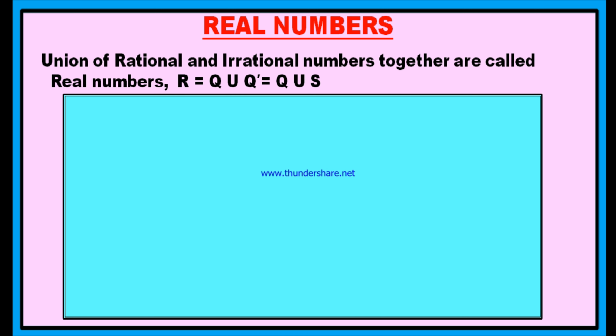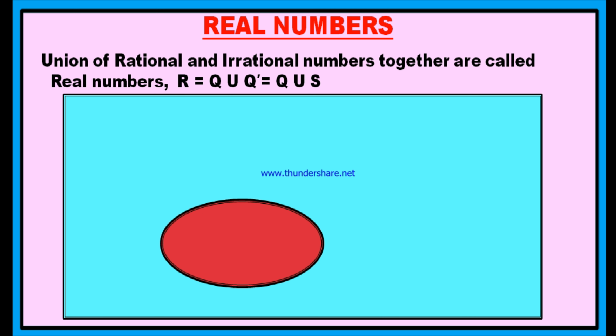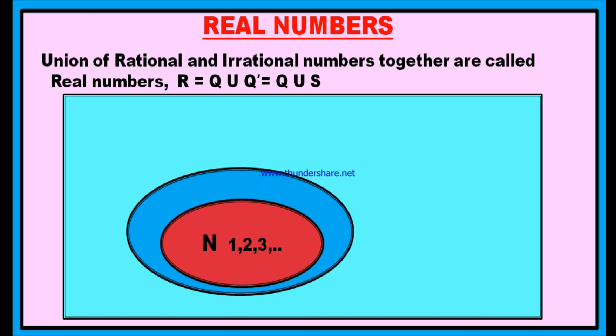If you observe this diagram, you can find here is the first circle. This is the set of natural numbers. Natural numbers start from 1, 2, 3 and so on. And this is the set of whole numbers. The set of whole numbers starts from 0, 1, 2, 3 and so on. Therefore, every natural number is a whole number. The circle N is included inside the circle W. Therefore, every natural number is a whole number.